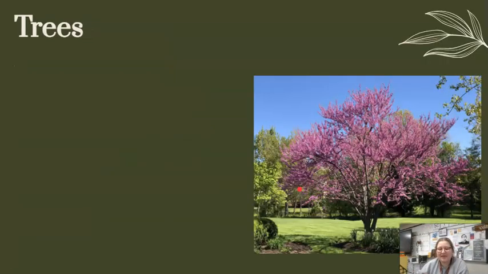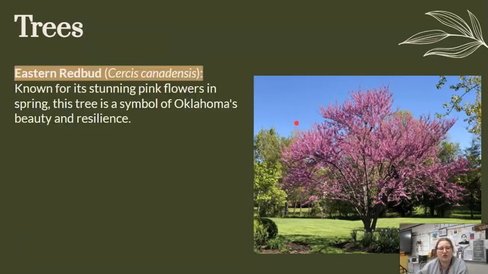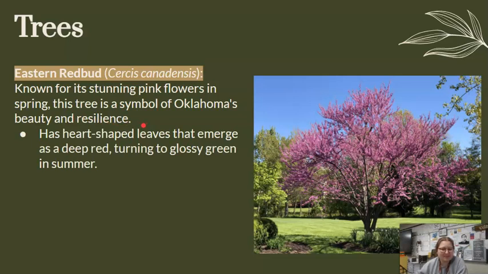All right, the last type of plants we're going to talk about for a specific local species is going to be trees. So the first in Oklahoma is the eastern redbud. These are very, very common here. So it's Cercis canadensis, and it's known for its stunning pink flowers in spring. This tree is a symbol of Oklahoma's beauty and resilience. It has heart-shaped leaves that emerge as a deep red and turn a glossy green in the summer.